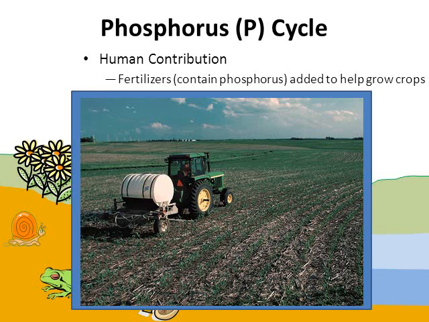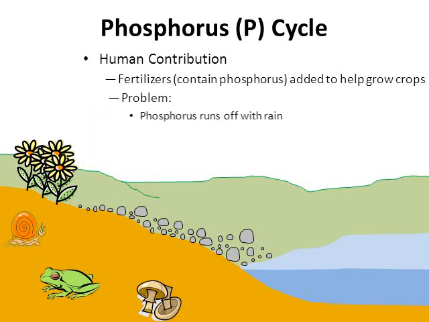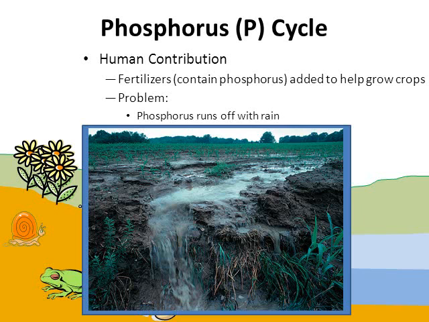Here we have a picture of a farmer using a tractor and pulling a trailer that is dispensing fertilizers over their crops. The problem with this is that the phosphorus, when it's sprayed on the crops, will often run off with rain into bodies of water. In this picture, you can see that water is running off of this farm, and often the fertilizers are simply being carried away with this rainwater.